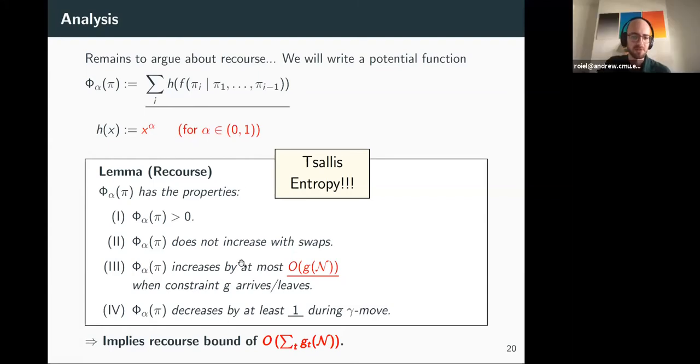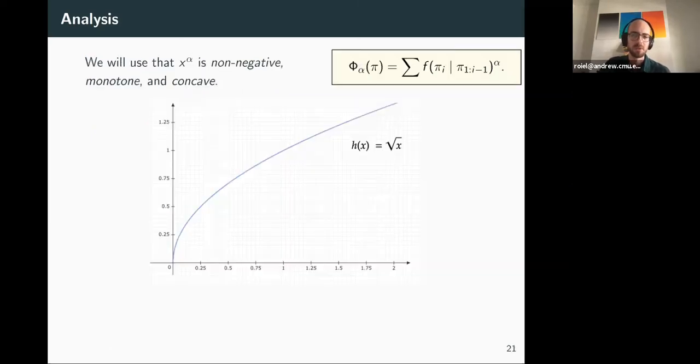So let me try. I can hopefully give you this entire proof. I'll try my best. The workhorse, essentially the main thing we're using, is that this function x to the alpha is non-negative, monotone, and concave. Here's the graph of x to the alpha when alpha is 1/2. For our purposes, we can just think of this. And I've put the potential function here just to remind you what it is.